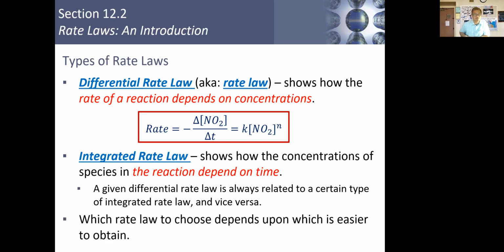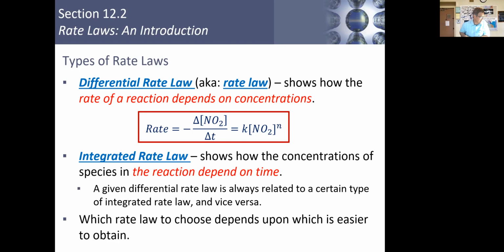So which rate law will we choose? It's going to depend on which one is a little easier for us to obtain. If we have access to concentrations and time, we can use the integrated rate laws. If we don't have access to time, then we're going to use the differential rate law.